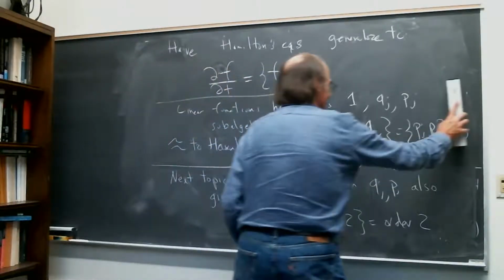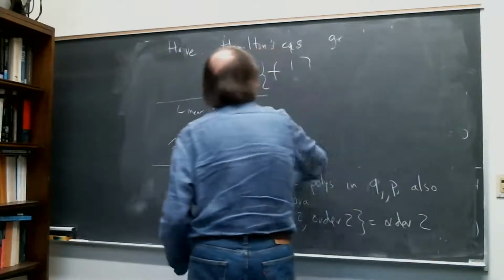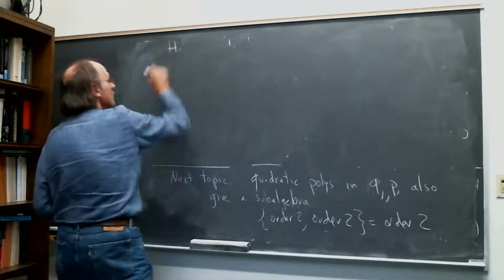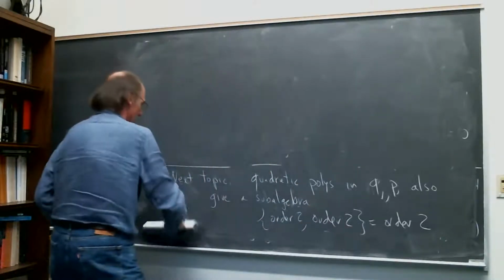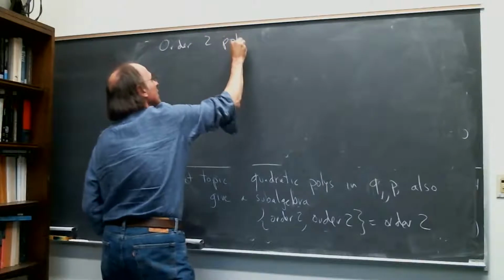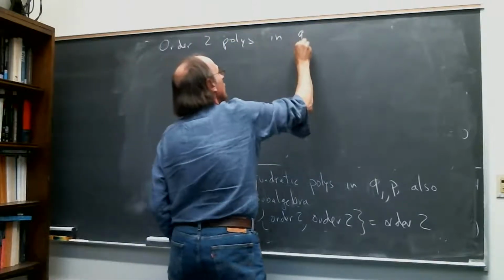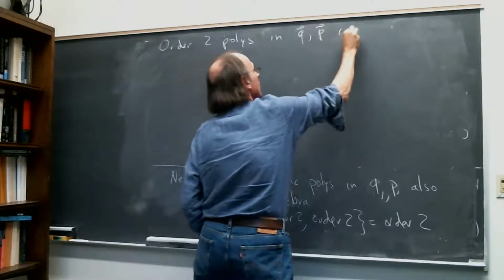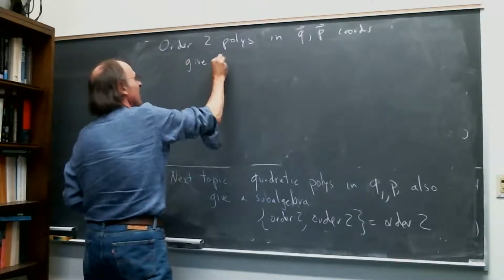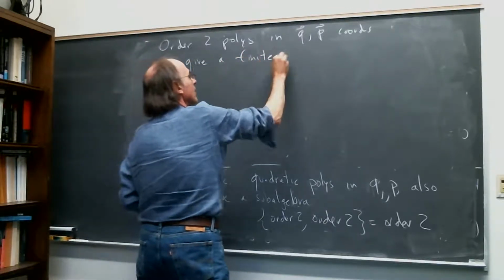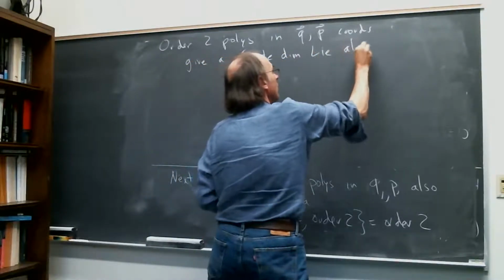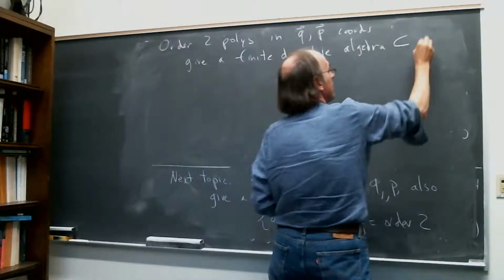So what do you get? The order 2 polynomials in the q vector or p vector coordinates give a finite dimensional algebra inside the infinite dimensional one.